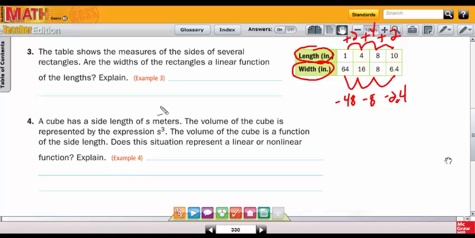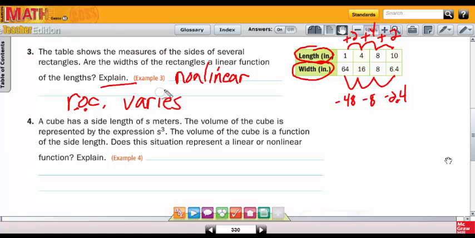So clearly we would say this is non-linear, and our explanation is rate of change varies, or you could use the words not constant. The rate of change varies, the rate of change is not constant, shows that we have a non-linear function.